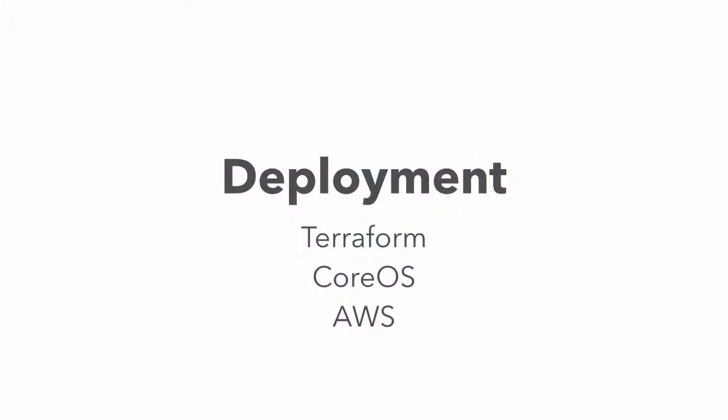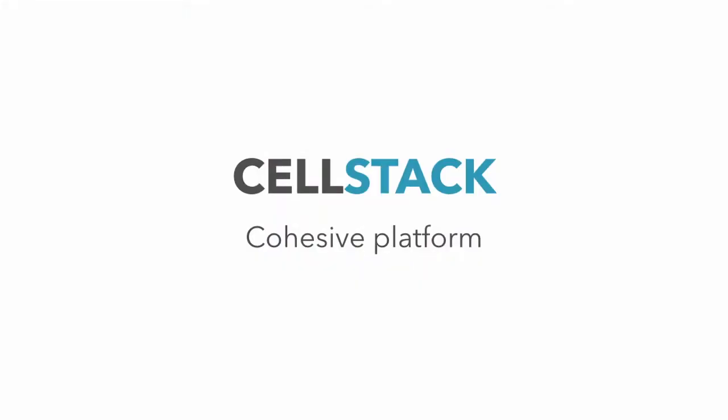So for a typical client setup, we'd be deploying with Terraform, CoreOS, and Amazon. We were finding these tools working pretty well, but when it came to deploying them, there were similar things that we were doing and some things where we were repeating ourselves, and we wanted to combine that into a nice cohesive system that, again, was fairly simple to use and to modify. That's where Cellstack started.